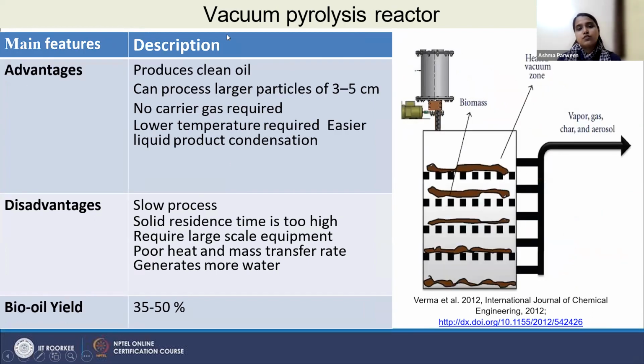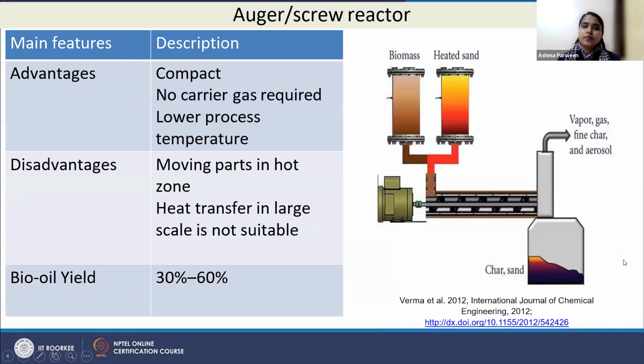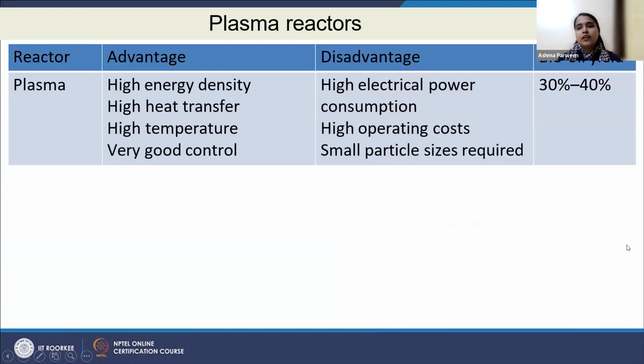Next is the vacuum pyrolysis reactor. Here the bio-oil yield is around 30 to 50%. Next is the auger screw reactor. Here the bio-oil yield is 30 to 60%. And finally, plasma reactors. Here the bio-oil yield is 30 to 40%.